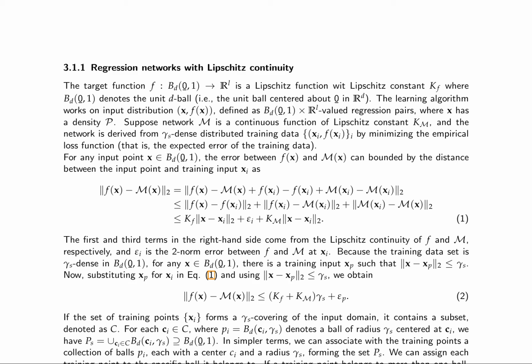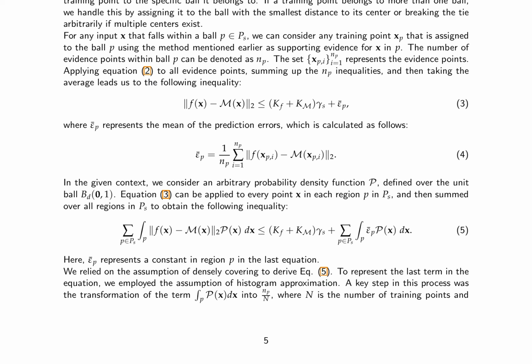The research discusses the generalization error bounds for regression networks with Lipschitz continuity and one-hot classification networks. For regression networks, the target function is assumed to be Lipschitz continuous with a Lipschitz constant k_f. The learning algorithm works on input distribution, (x, f(x)), defined as B_D(0,1) times R^L-valued regression pairs. The network M is a continuous function of Lipschitz constant k_m, derived from gamma_s densely distributed training data.